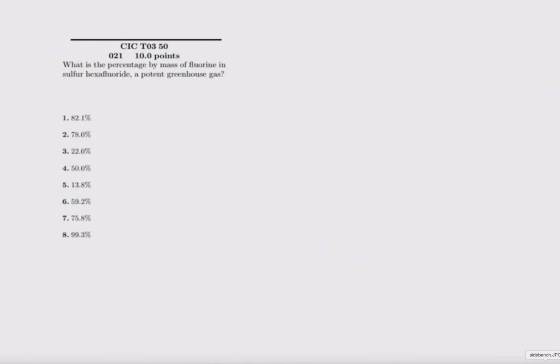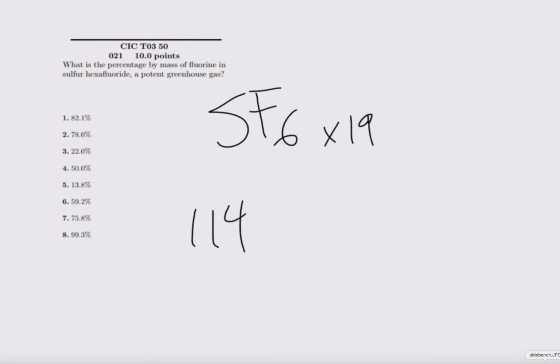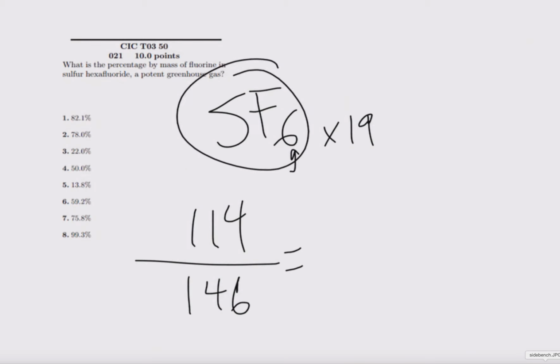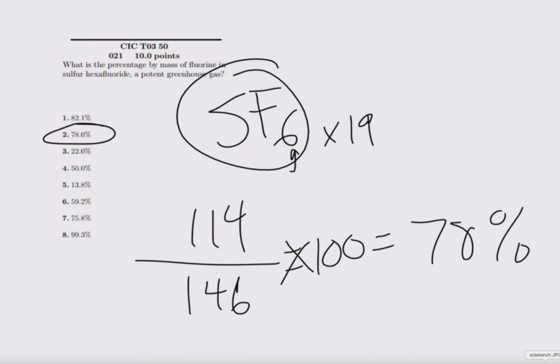What is the percent by mass of fluorine in sulfur hexafluoride? Well, we have sulfur hexafluoride. The fluorine, 6 times the mass of fluorine, which is 19, is 114. And then if we take 114 plus 36, we get 146. So the amount that is the fluorine divided by the total, and then we're going to multiply that by 100 to make it a percent. We do 114 divided by 146, and we get 78%, which is one of the choices, 78%.